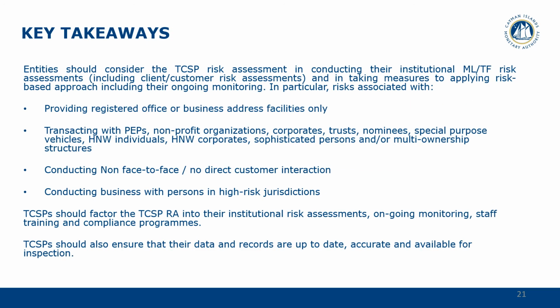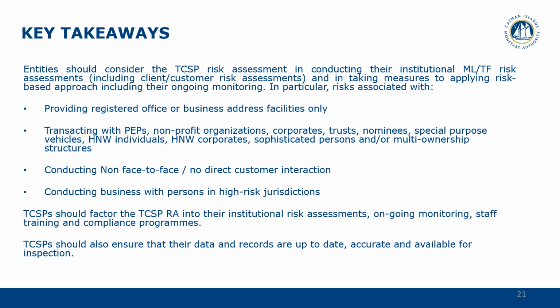So what key takeaways can entities get from this risk assessment, and how can they use the findings to better enhance their risk-based approach to managing and mitigating money laundering and terrorist financing risk? Well, entities can consider the risks associated with providing registered office or business address facilities only, transacting with PEPs, non-profit organisations, corporate trust nominees, special purpose vehicles, high net worth individuals, high net worth corporates, sophisticated persons and or multi-ownership structures, conducting non-face-to-face and having no direct customer interaction, and of course conducting business with persons in high-risk jurisdictions, having regard to all the relevant information including up-to-date sanctions lists.